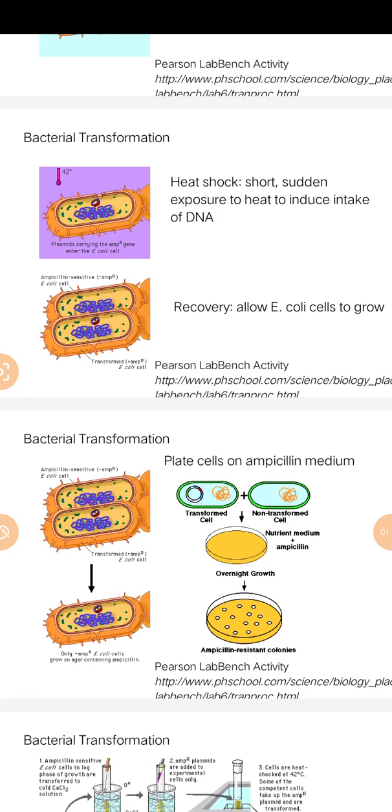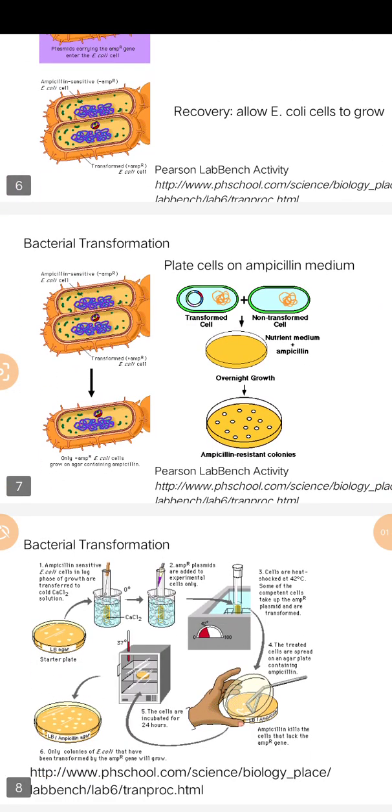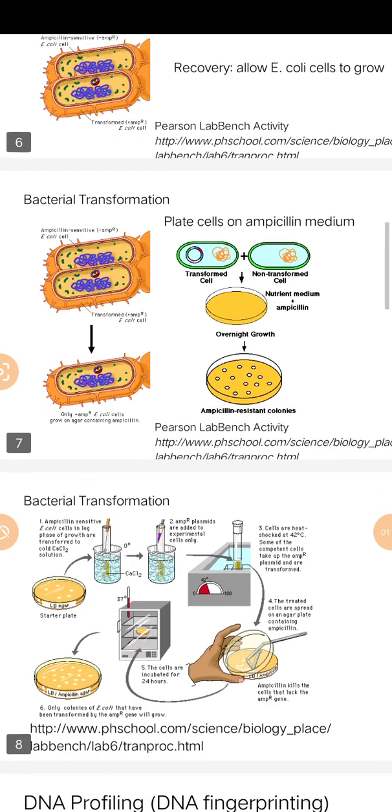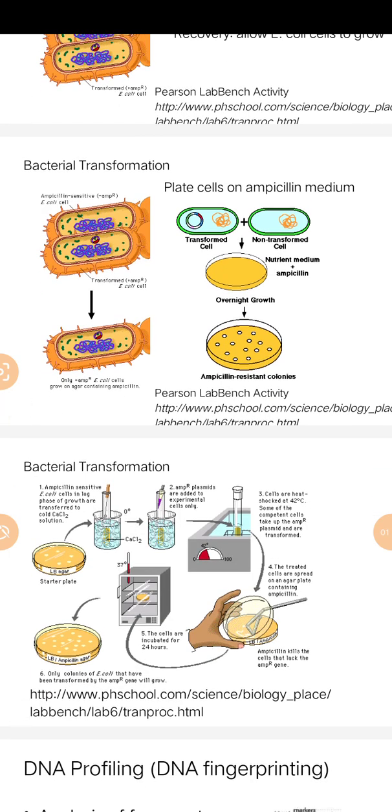The last step of transformation is to allow E. coli cells to grow on the media. Here is the diagrammatical representation of ampicillin containing media. Here are two bacterial cells. One cell is transformed with plasmid, and another cell is not transformed, which grows on the media overnight.